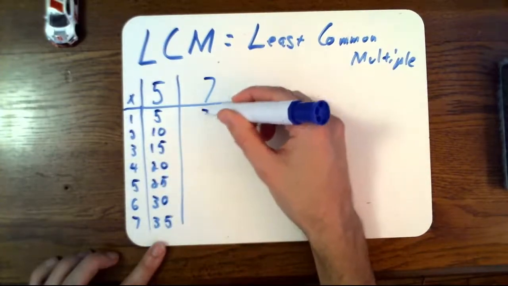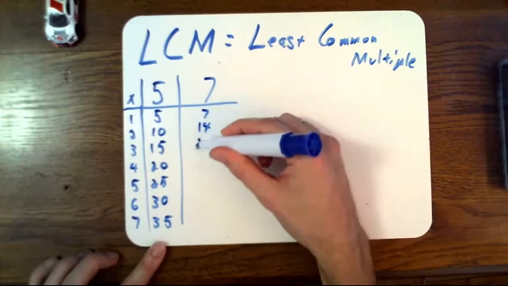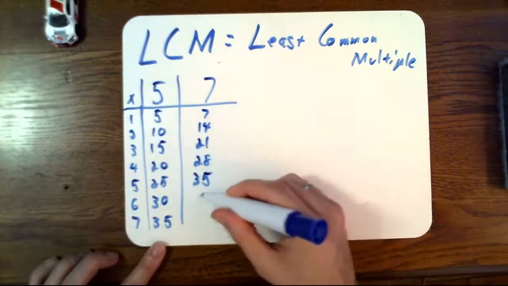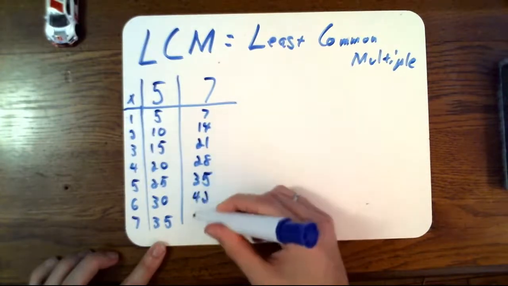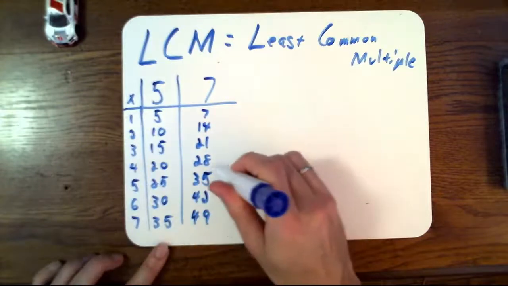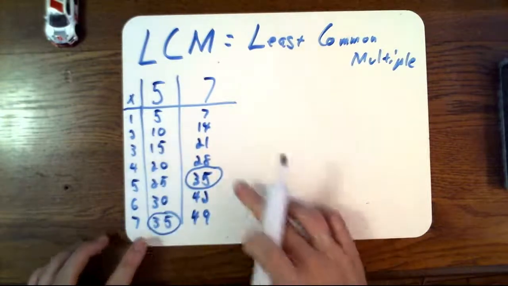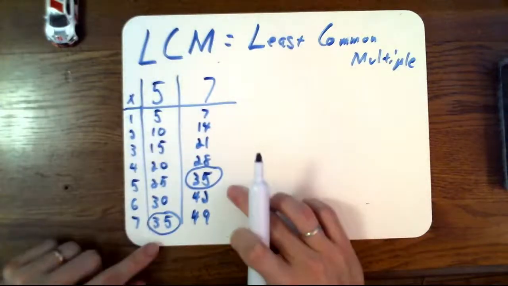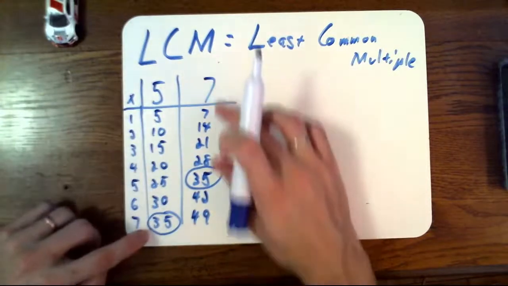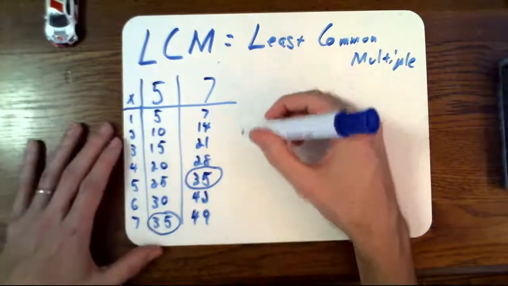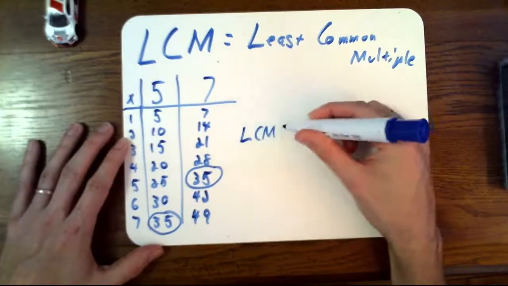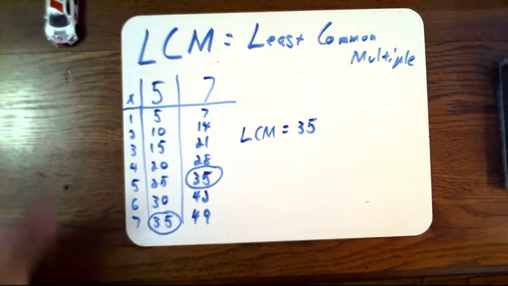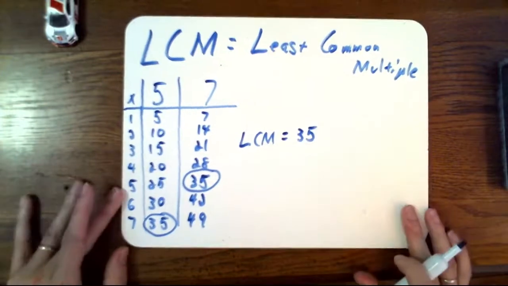How about 7 times 1? 7, 14, 21, 28, 35. So actually I can stop here because we already reached it. 35 and 35 are the first multiples that 5 and 7 share. So 5 can become 35, 7 can become 35 also. So your LCM is 35.